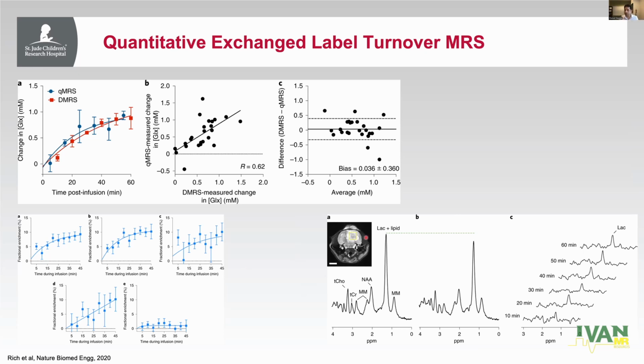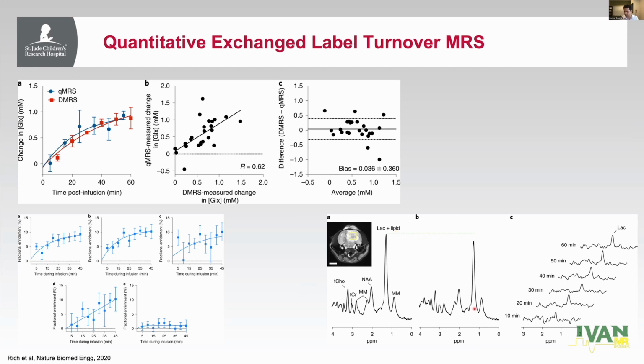And then we also applied this technique into a tumor model. So what we have is a pre and post 6,6-2H2-glucose spectrum from a tumor. And we can see that there's the 1.3 ppm peak, which is going down. It's a combination of lactate and lipid, but we all know that lipid turnover is much slower than the lactate turnover.